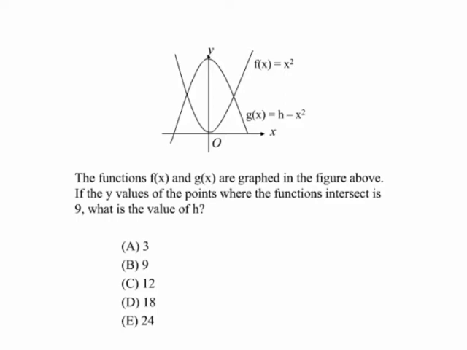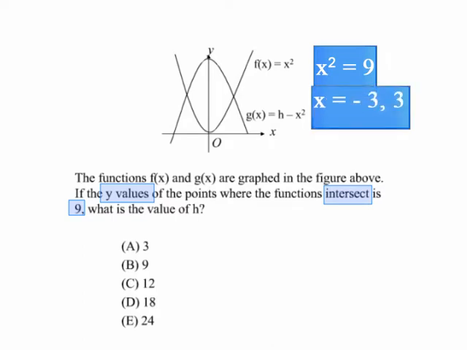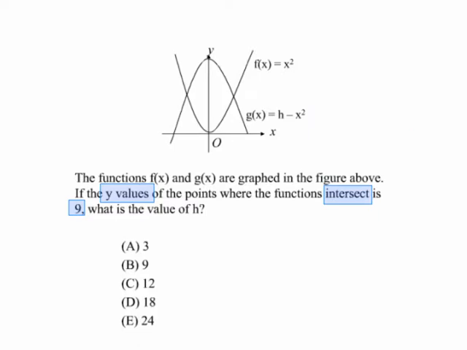Okay, we look at what they give us. They tell us that the functions intersect at the y value of 9. In that case, that means that x squared equals 9. So if we solve for x, we can see that x is equal to negative 3 and positive 3.